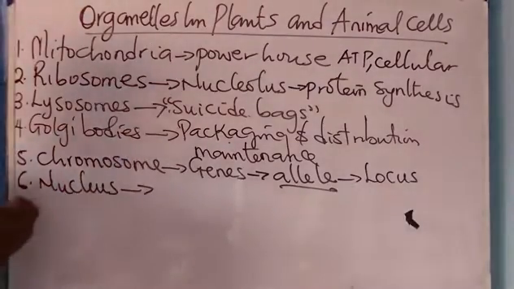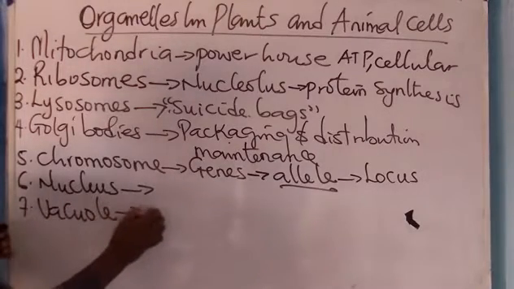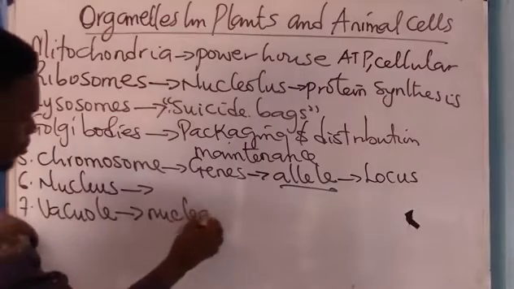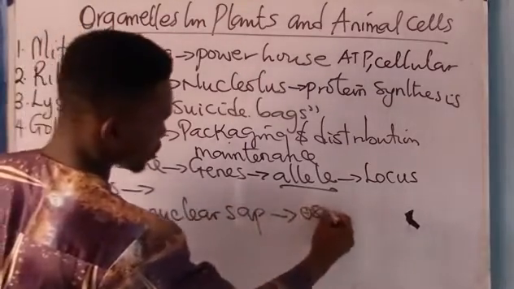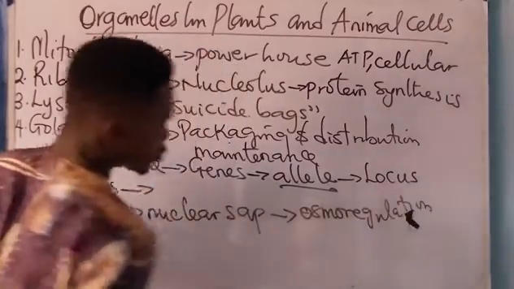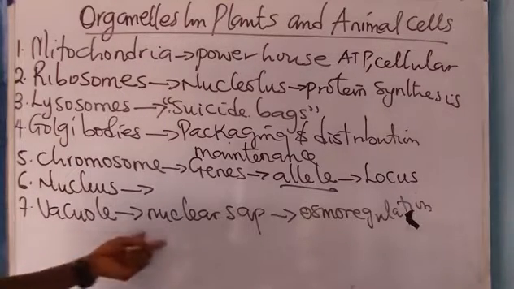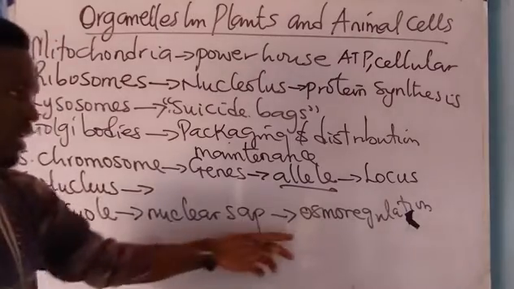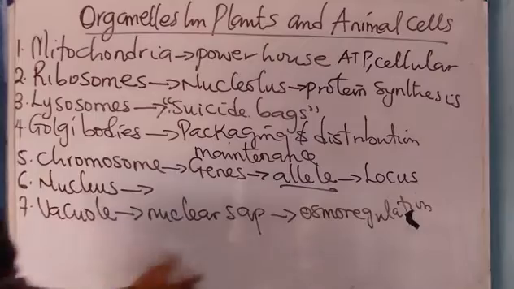Okay. Number seven, you have the vacuole. The vacuole of a cell contains what? Nuclear sap. The nuclear sap is what carries out what? Osmoregulation. All right. Protozoans use contractile vacuoles for osmoregulation. Then plants and animals make use of what? Nuclear sap, or the vacuole. The nuclear sap is found inside the vacuole that carries out what?